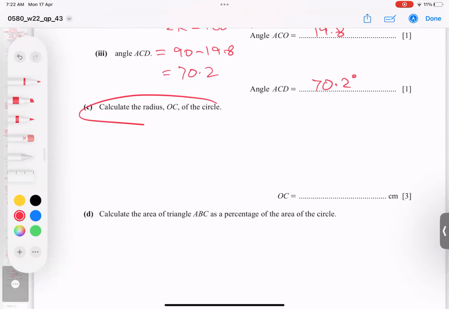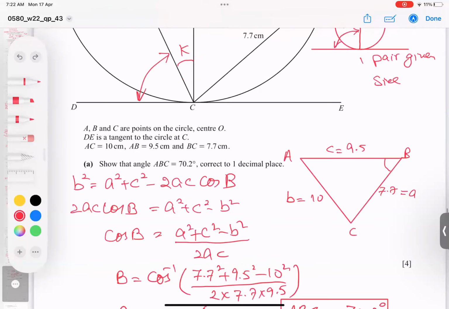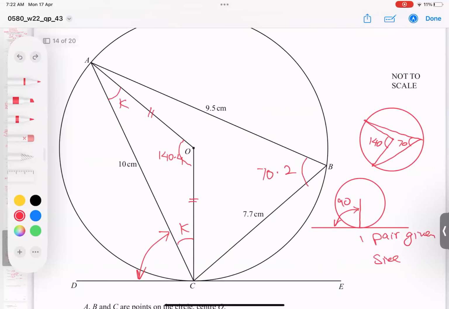Now he's asking for the radius OC. We have to find the length of OC. It's a 3-mark question, the length of the radius. We have all 3 angles given and we're looking for the radius. I can do it 2 ways. If I draw a perpendicular, I can use SOHCAHTOA and get the answer, that's one technique. Second technique, I can use all 3 sides, and again I'm looking for this. I can use the sine rule and get the answer. Yes, exactly. So let's start with the sine rule.